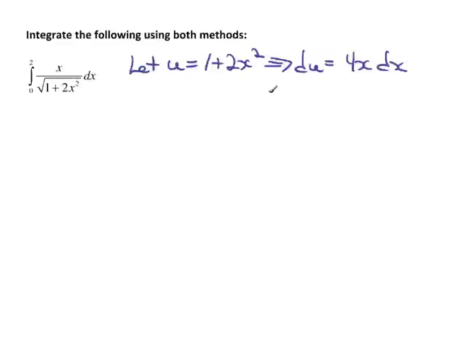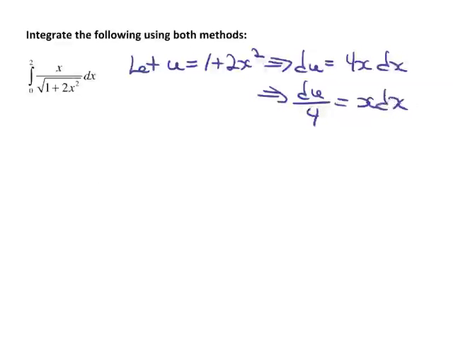So right away I'm seeing that this bottom part should be u, because I have a second degree polynomial. When I take a derivative, I'm going to get a first degree polynomial. So I'm going to let u equal 1 plus 2x squared. That means du equals 4x dx, which gives me du over 4 equals x dx.